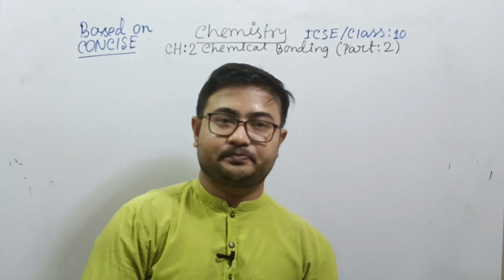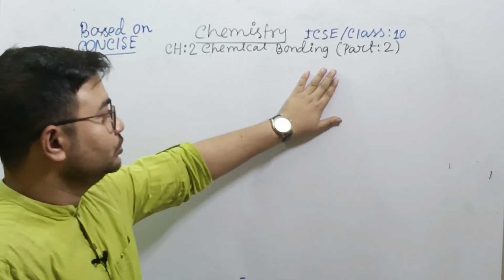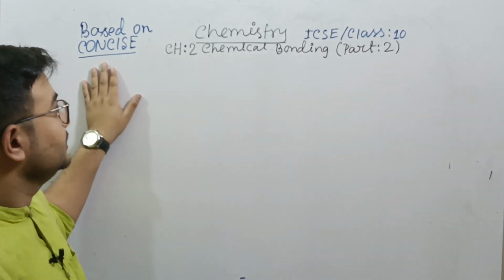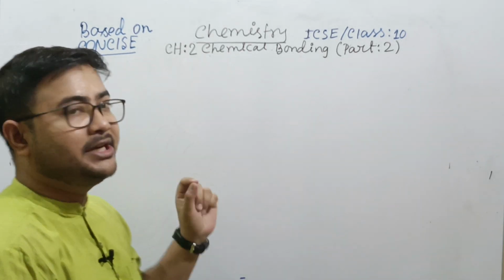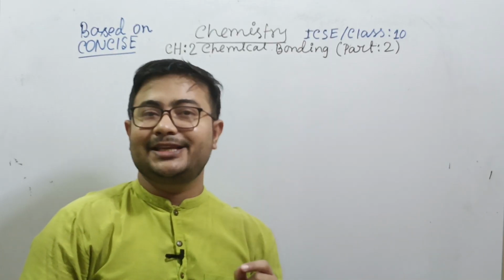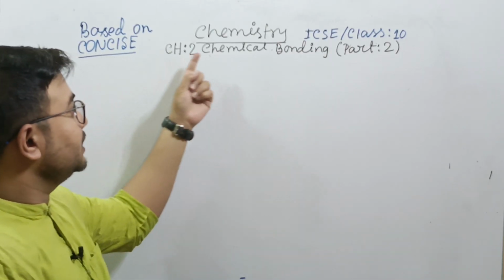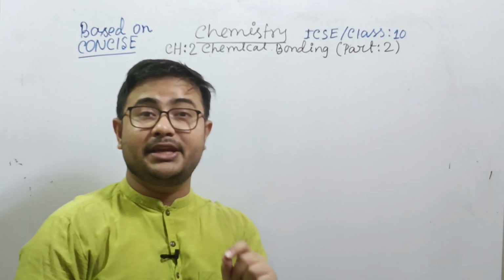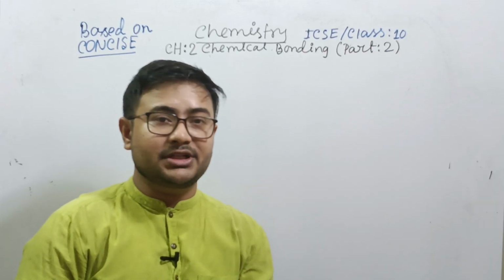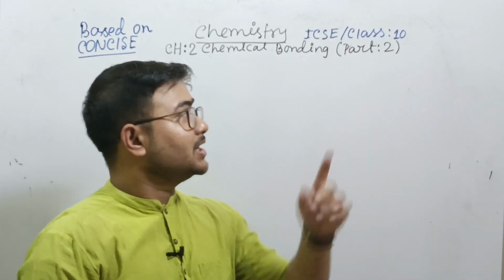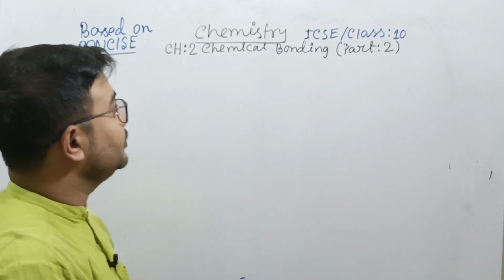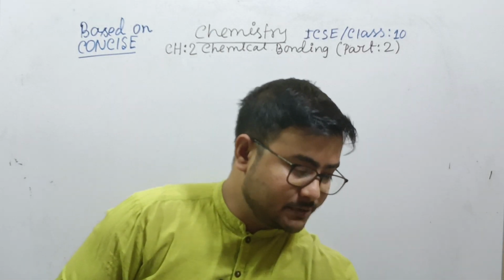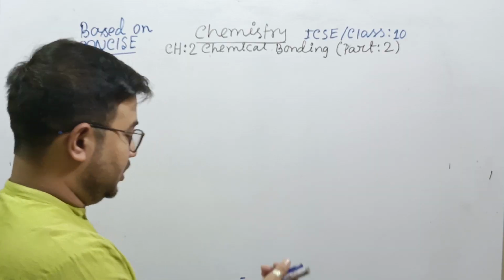So let's get started. This part 2 is completely based on Concise Selina. This is chapter number 2. We already completed chapter 1; you can check the playlist. This is chapter 2, chemical bonding, part 2. In the previous part, I discussed many important concepts and a few question answers for your board examination, ICSE class 10. So today in the part 2 video, I am going to discuss the formation of the compound by transferring of electrons. Okay, now look at the board.